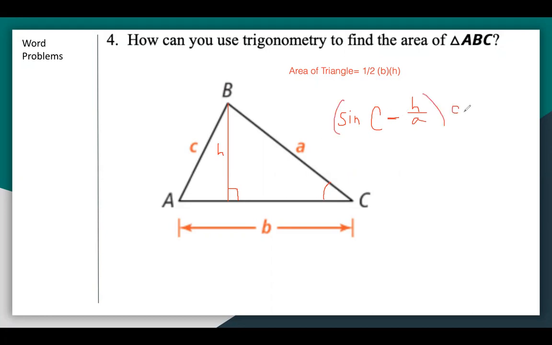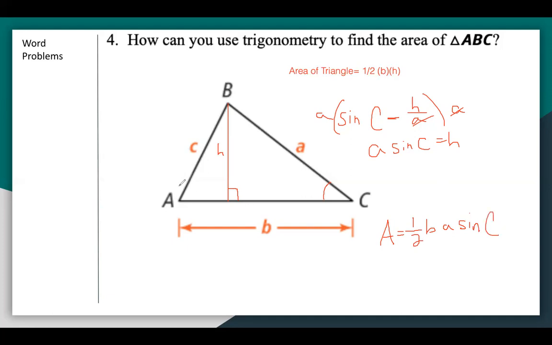Let's multiply both sides by A, and we get the height equal to A sine of C. So the area of this triangle, and of all triangles, is 1/2 times the base, which is B in this case, times the height. The height is A sine of C.